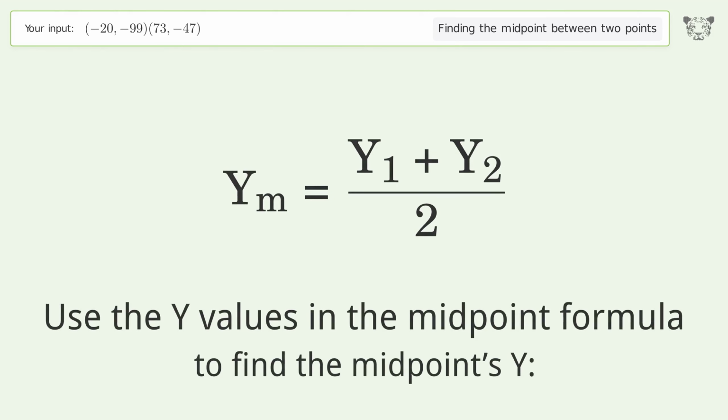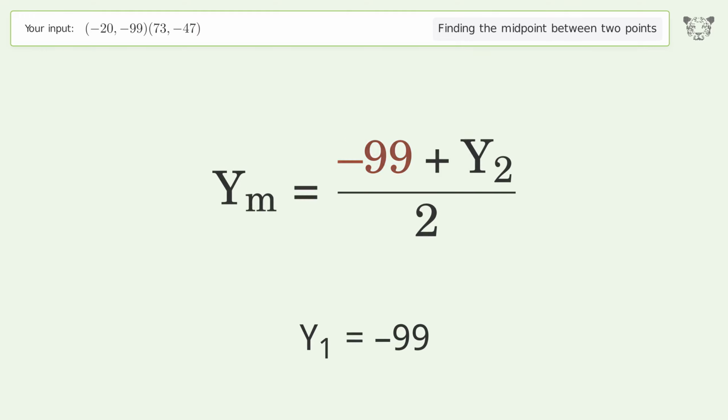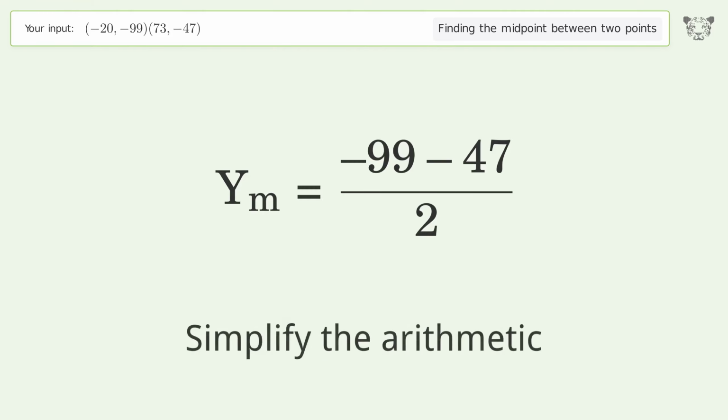Use the y values in the midpoint formula to find the midpoints y. y1 equals -99. y2 equals -47. Simplify the arithmetic.